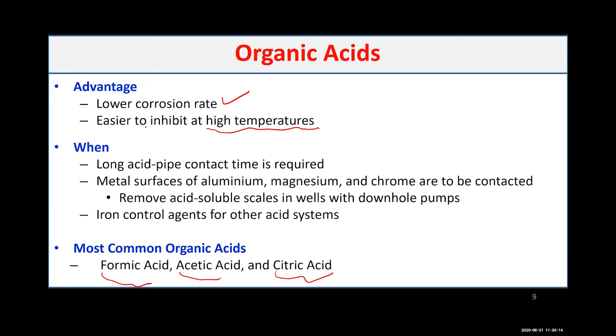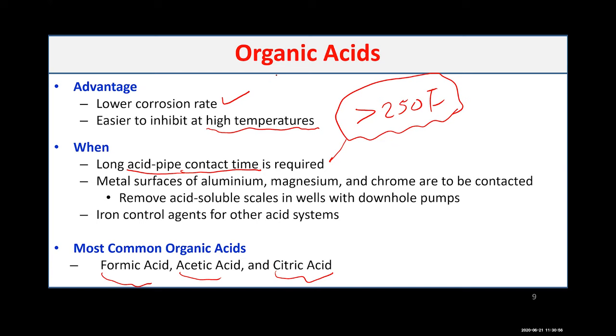Organic acid becomes pretty good if your temperature is greater than 250 Fahrenheit. That's when you start thinking really good about organic acids. Another part, if you are really pumping slowly, the contact time between your acid and pipe will be high. So for example, in some cases, you might expect a day or a couple of days of contact time between the acid and the pipe. In this case, HCl can significantly hurt your casing or your piping. So in this case, you should use an organic acid.